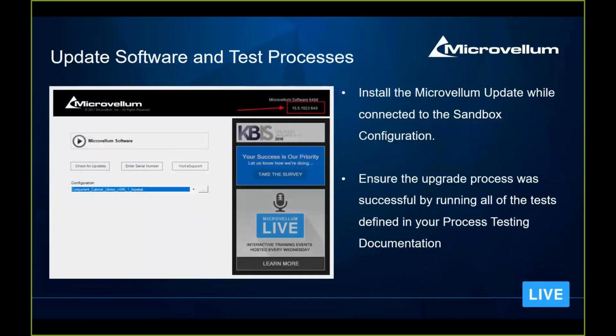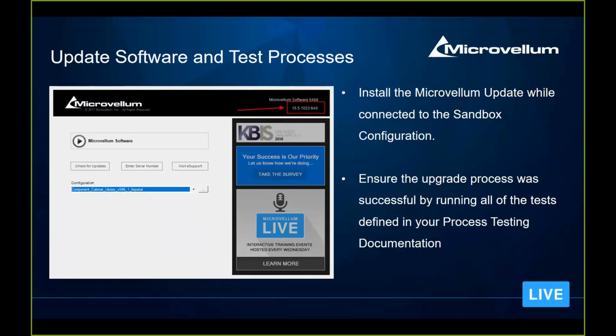Once you have your process documentation developed and you have a good process you're going to be going through, the next step would be to actually update your software and start testing those processes in the sandbox. Here, I just have a little screenshot so you can verify that the update was installed correctly. We show the version number of the software that you're running in the top right-hand corner of your splash screen. So once you install an update, if you look to that version number and you see it's a 15.5, you'll be able to know, okay, yep, I updated successfully, I'm there.